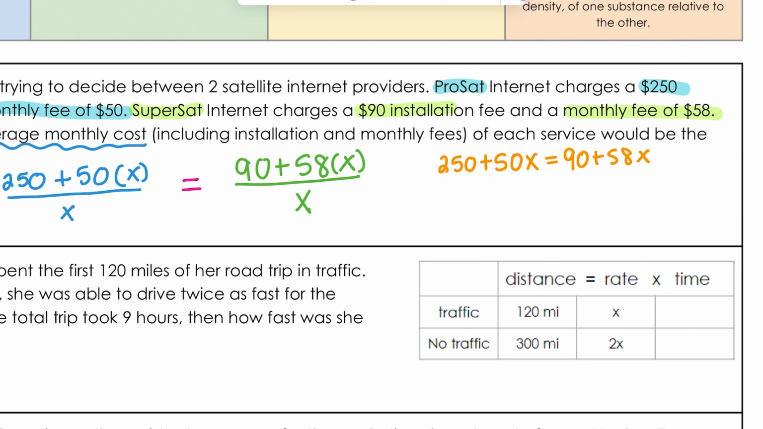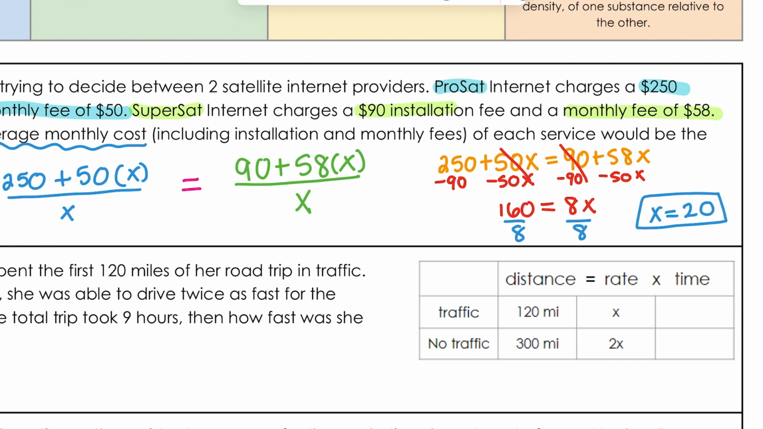From here, I'm going to solve for x. So I'll subtract 50x from both sides, that way it cancels here. And then I'll also subtract 90 from the other side, so that way it cancels here. And we get 160 equals 8x. Next, I'm going to divide both sides by 8, and we get x equals 20.